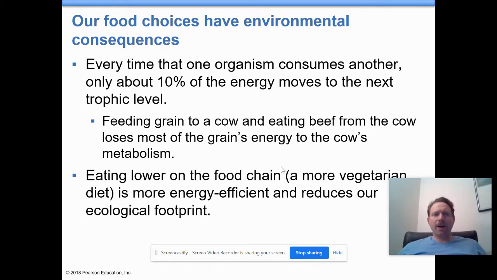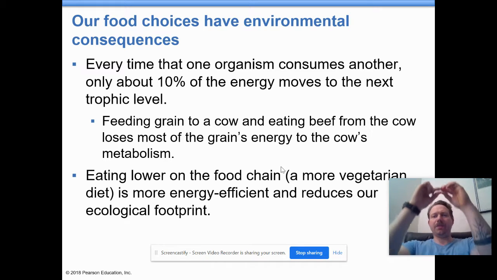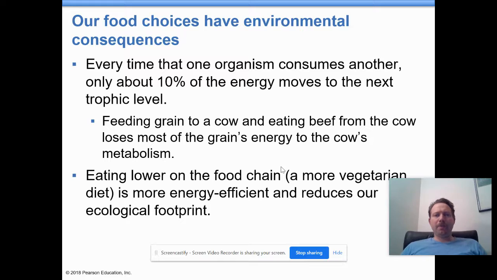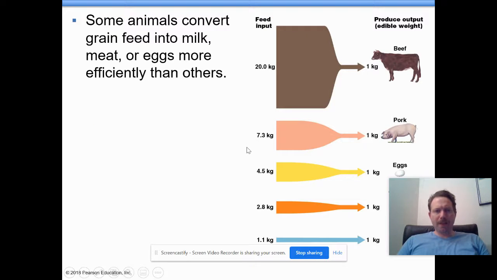Every time one organism consumes another, we only get about 10% of the energy going up each trophic level. If you remember from the beginning of the year, we start with 100 units of energy on the bottom. The next level is only 10 units. The next level is 1 unit. The next level is 1/10 of 1 unit. And so it behooves us, or it's in our own interest, to save energy by eating lower on the food chain. In other words, eating more vegetables and fruits, or even going all vegetarian. It's much more of an efficient way of ingesting calories, and it has a much lower ecological footprint.